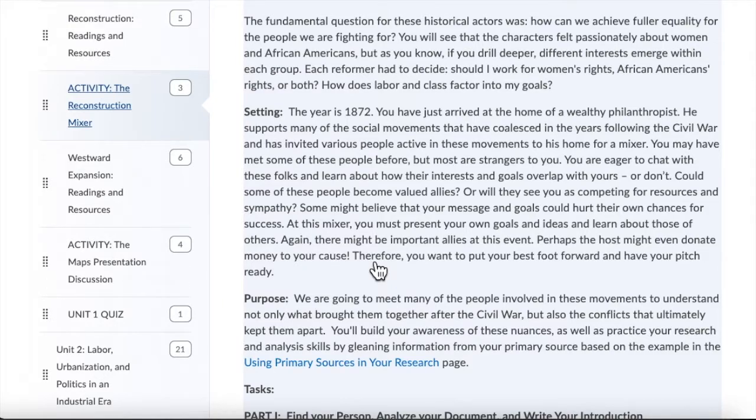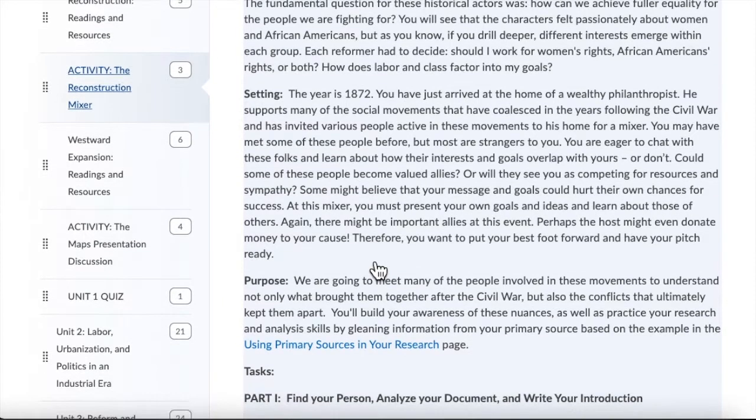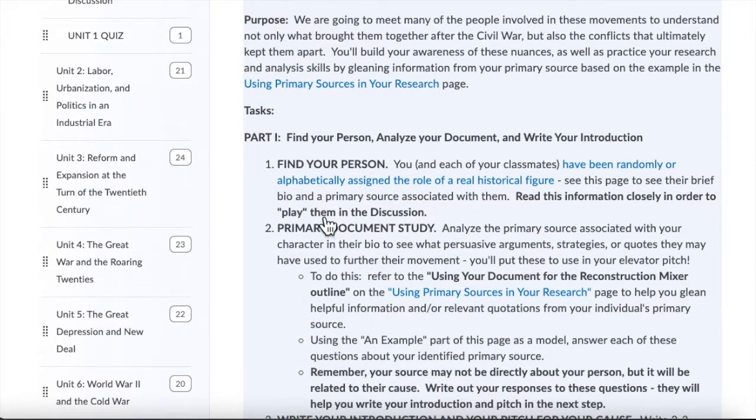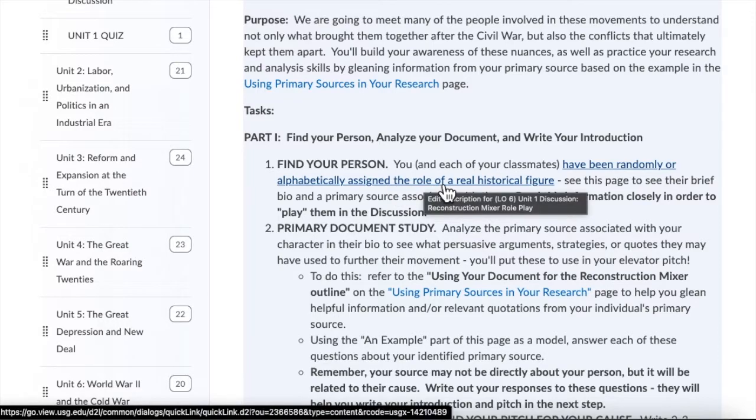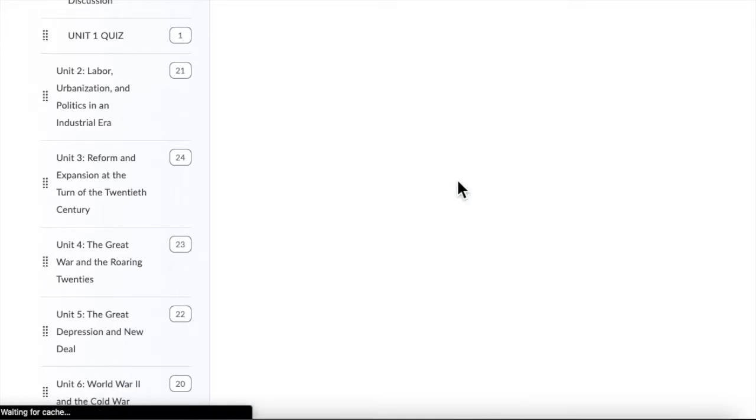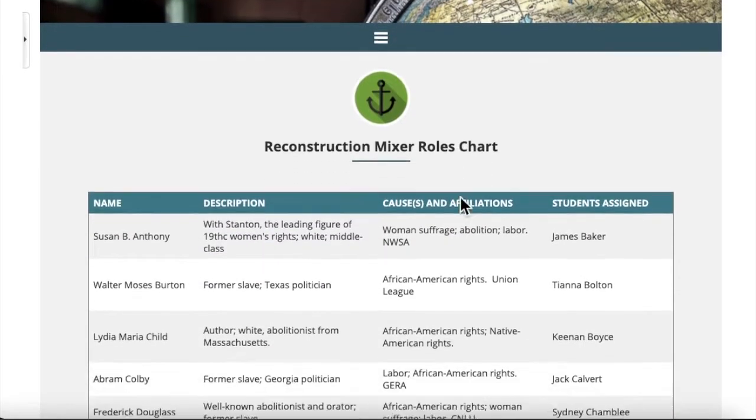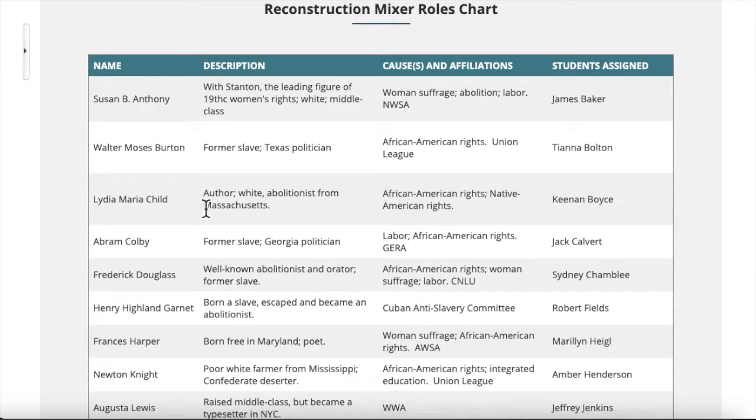Now, what is your cause? Well, you will be informed of that with the materials in this assignment. Just wait and see, and you'll see how it all comes together. So it says, first, find your person. And if you click here, you can find who you've been assigned. So let's click there. And as you can see, there's a whole bunch of names here.